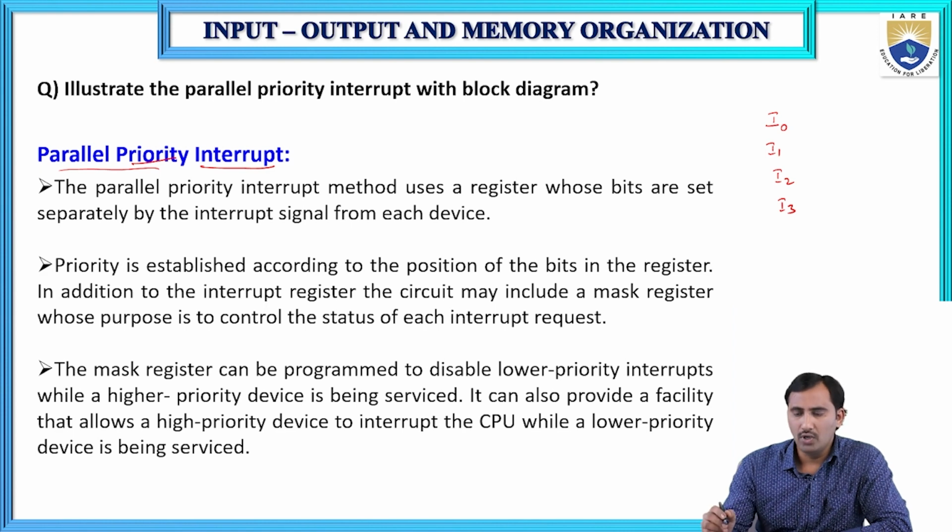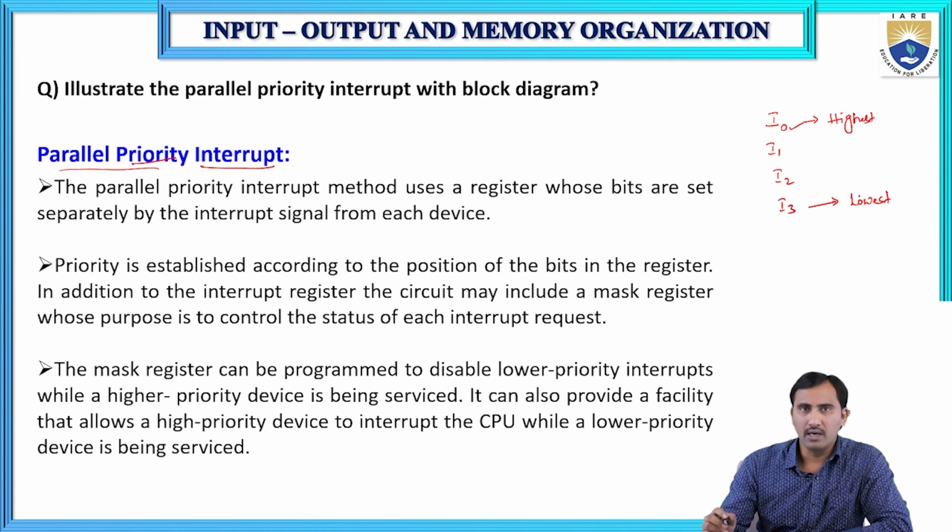Suppose if only one interrupt is there, no problem. But if more than one interrupt is there, then the processor may get confused about which interrupt it has to service first. So for that purpose, we are assigning priorities to the interrupts. So I0 has the highest priority, and I3 has the lowest priority in this scenario.